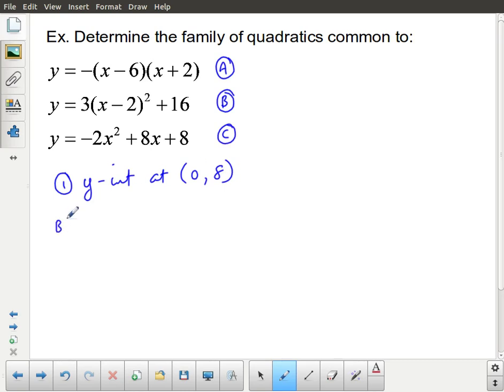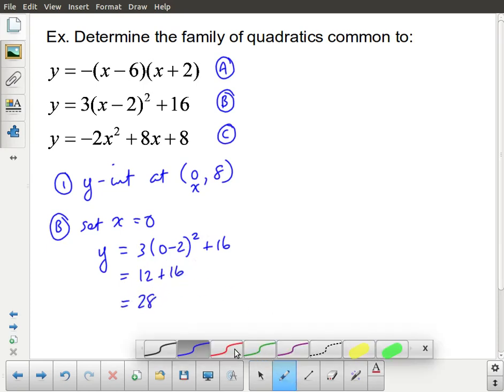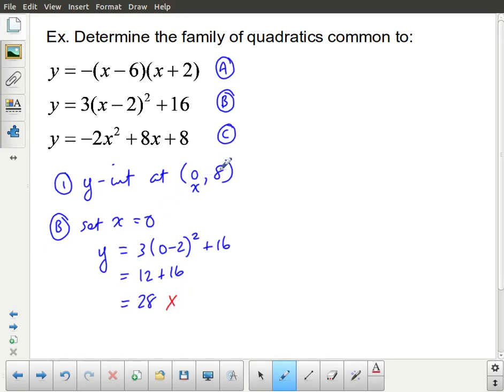Now what happens if I take a look at relation B and I set x equal to 0? Because that's this value. In relation B, x equals 0 gives me 3(0 - 2)² + 16, which is 2 squared is 4, 3 times 4 is 12, plus 16, and that gives me 28. As we can see, that is not the same y-intercept. It certainly doesn't match relation C. So I'm going to go ahead and change this to relation C.